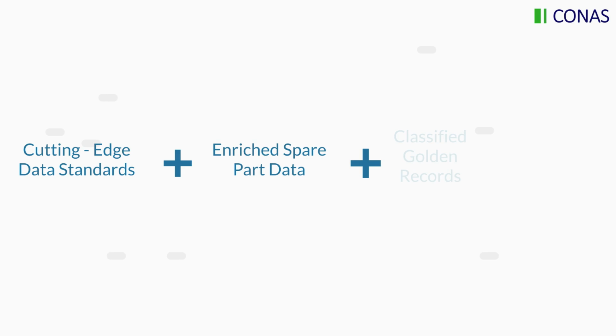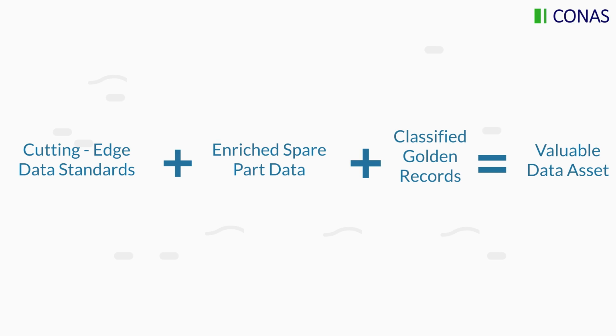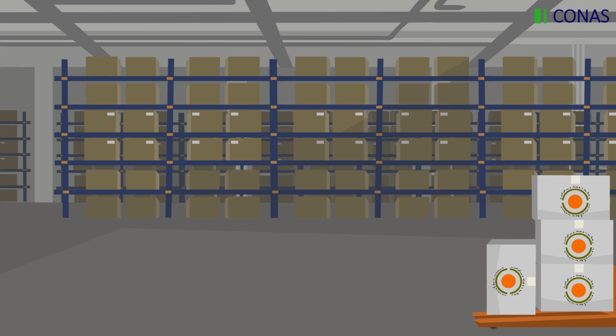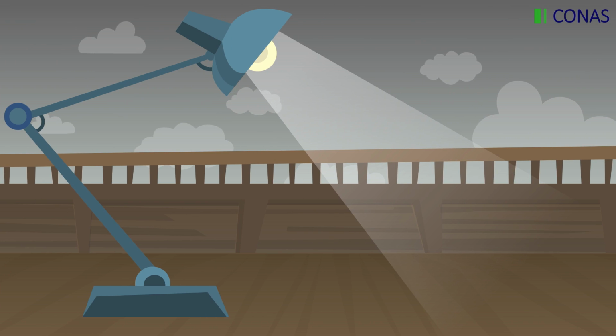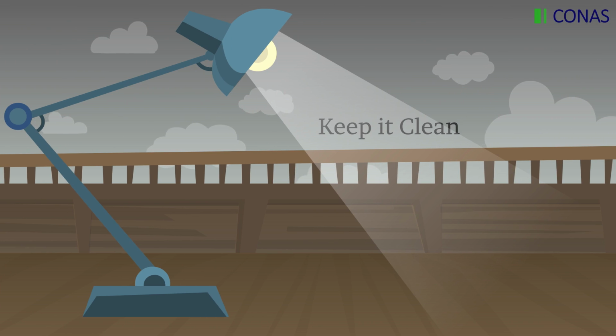Not just that, with the cutting-edge data standards, all the necessary enrichment and classification of the golden record will add value to this data asset. With all of this in place, planning of inventory, warehouse, and procurement will be a lot more accurate and easier. Then, the next part of our motto, we just have to keep it clean.